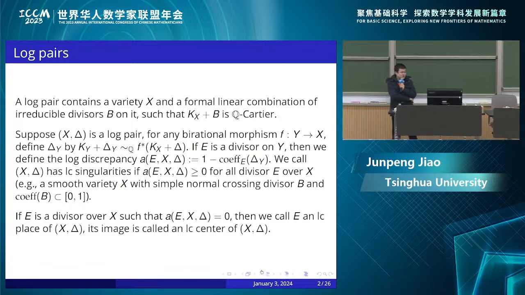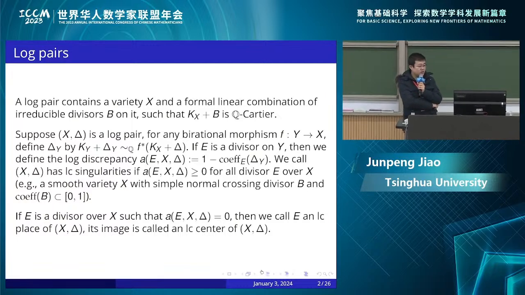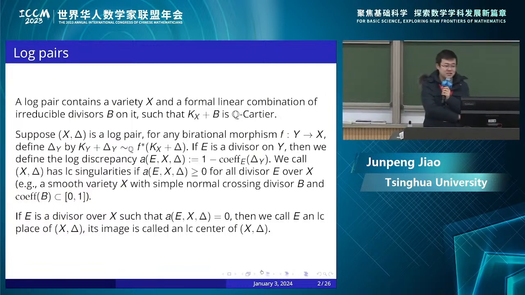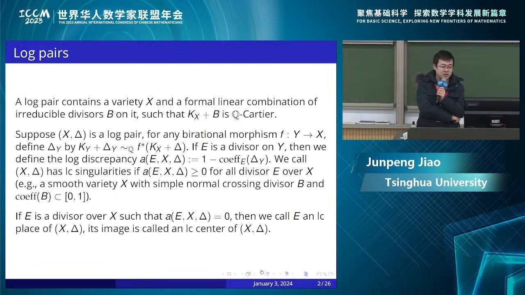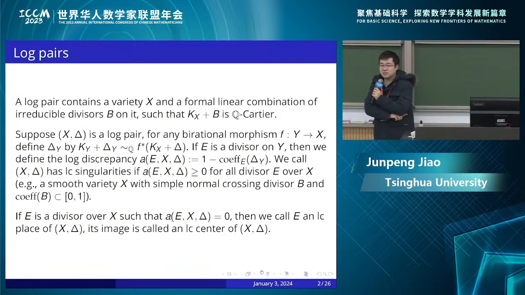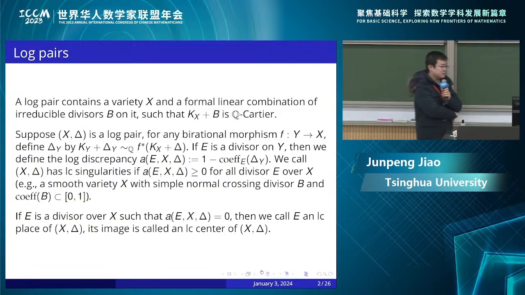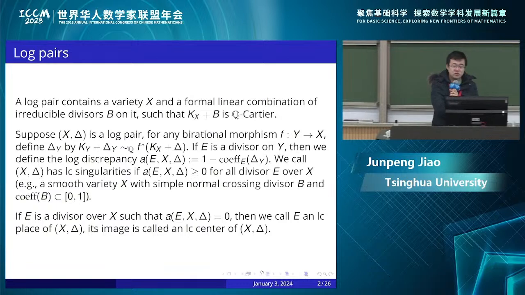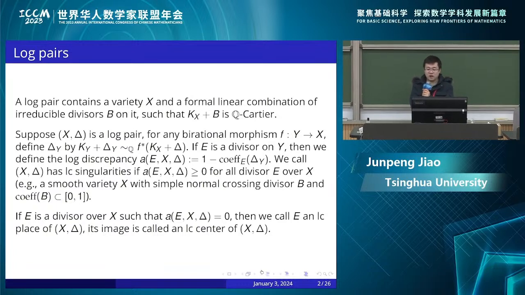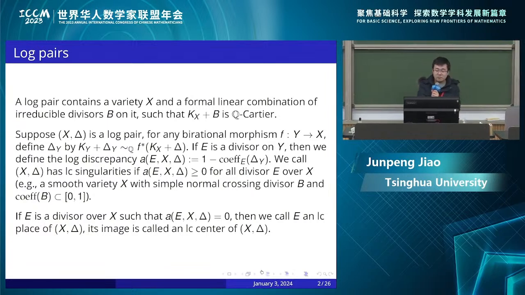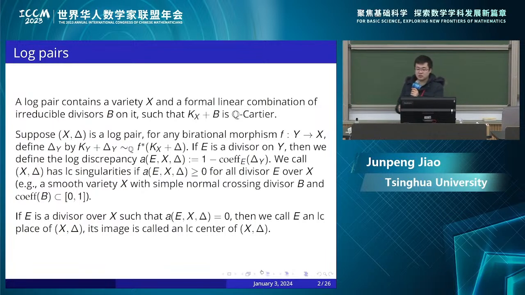So a log pair consists of a variety and a formal linear combination of irreducible divisors on it. And we require K_X plus B to be Q-Cartier. K_X is a canonical divisor. So suppose (X, Δ) is a log pair. For any birational morphism Y to X, we define the divisor Δ_Y by K_Y plus Δ_Y being the pullback of K_X plus Δ.